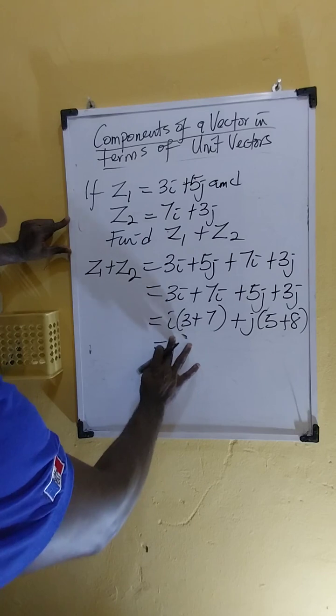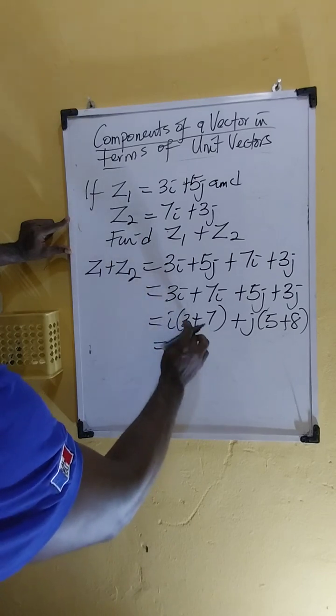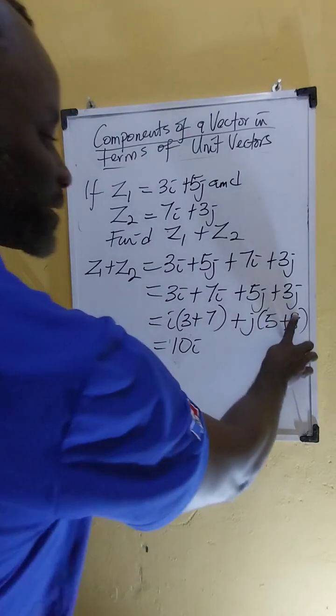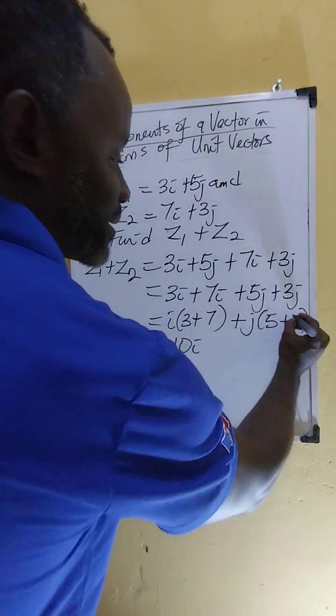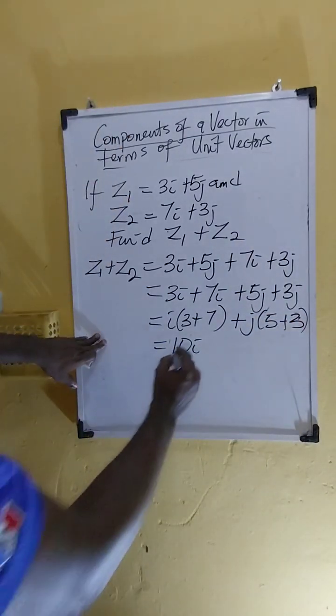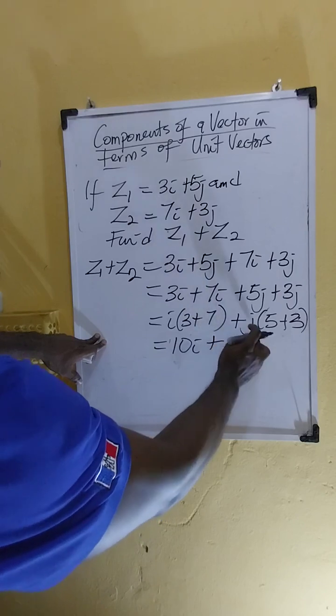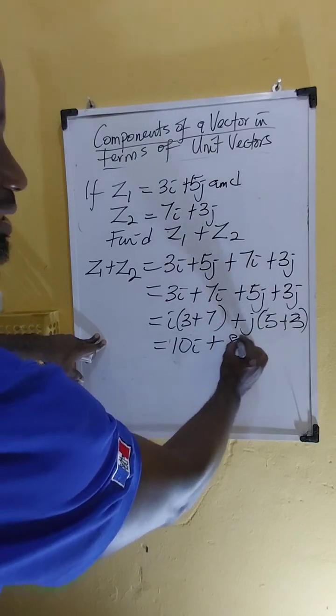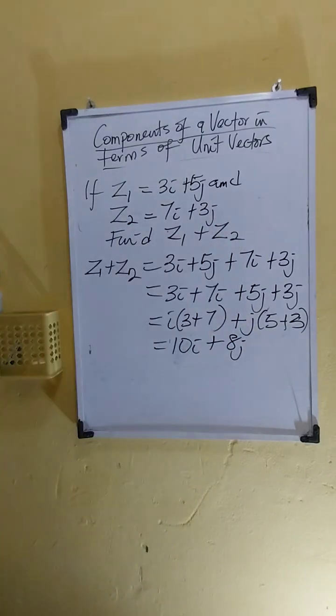So your answer is actually 10i, because the number should come first. 3 plus 7 is what? 10, not 8. Oh, sorry. Okay, 10. Thank you. You know, my blood is hot. So plus, this is what? 8j. I was already trying to go to the answer, that's why I wrote 8. Did you see that? This one is very simple, very straight to the point.